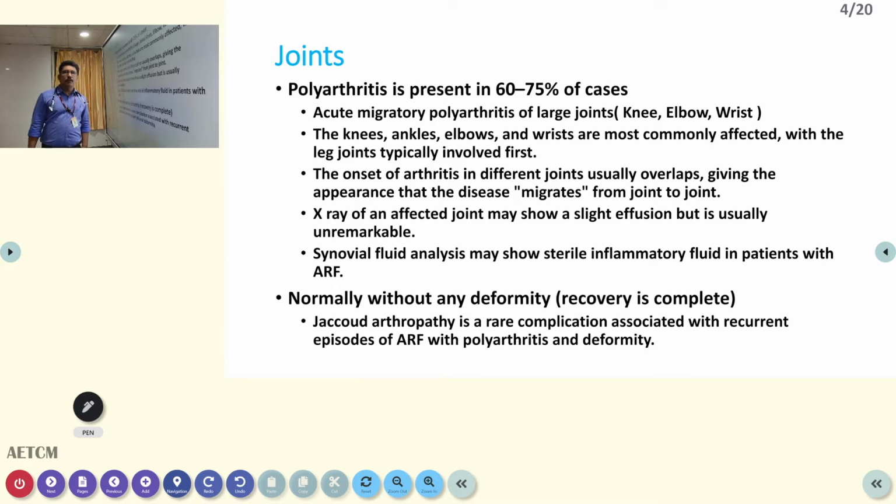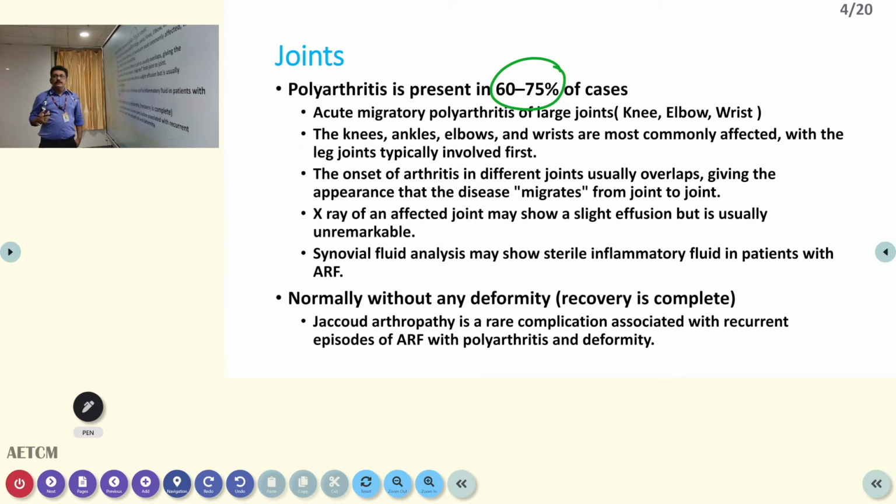The most important problem in rheumatic fever: they initially have a sore throat. After some time they develop other problems. Sore throat is mainly due to the streptococcal infection. From there, antibodies are produced against this bacteria. These antibodies go and attack our joints. So polyarthritis is present in around 60 to 75% of the cases. That is a very important number, a very high incidence of arthritis.